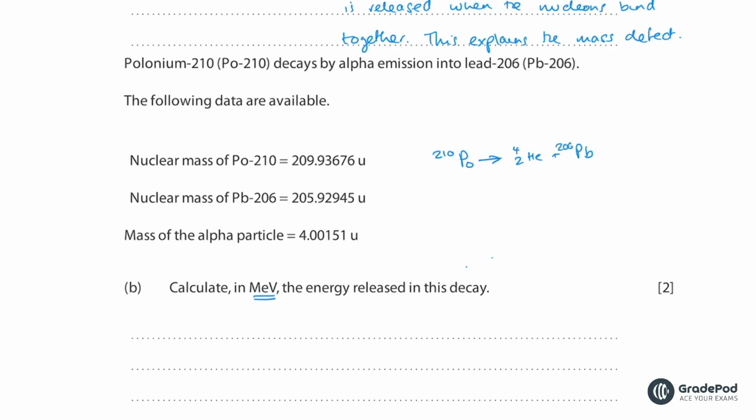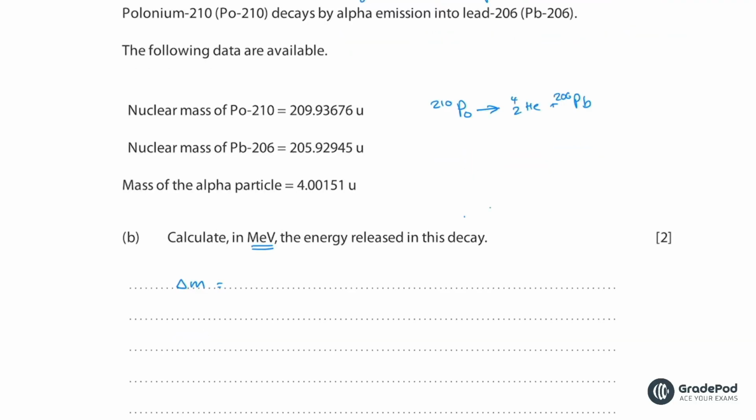lead-206. First of all, let's calculate the mass defect. We're going to calculate that in U, which is atomic mass units, and it's going to be the mass of polonium minus the mass of alpha and lead. That gives us a value of 0.0058 U.